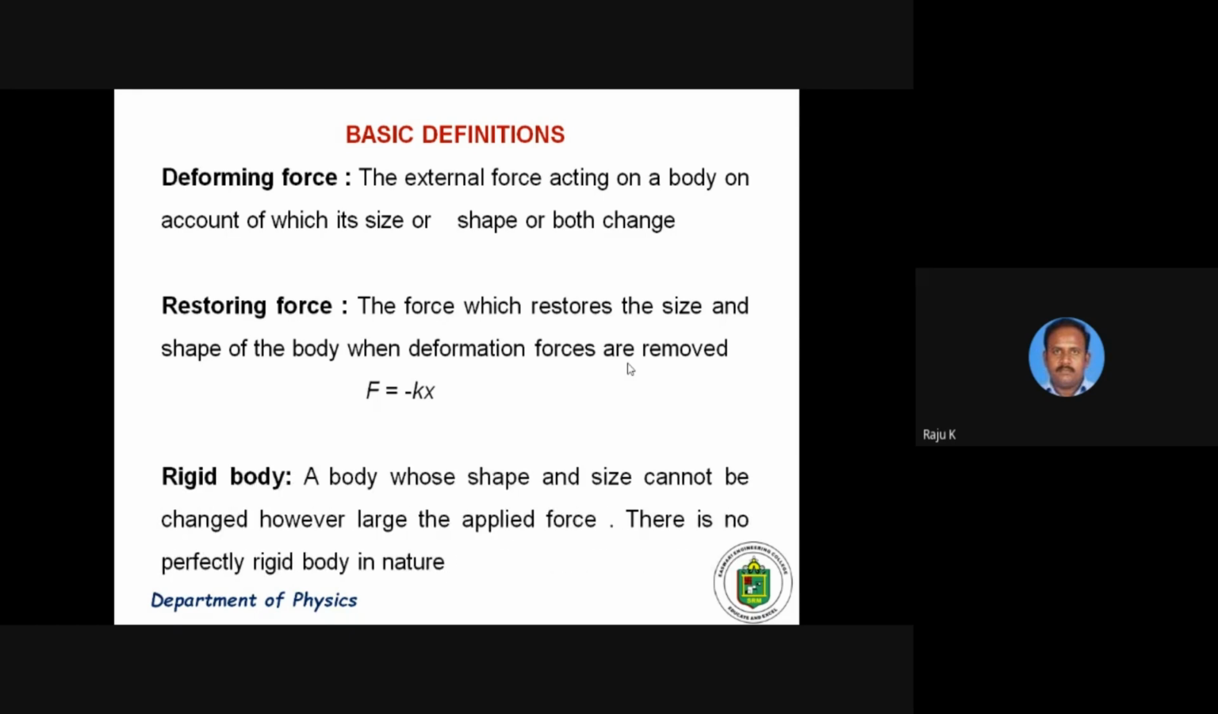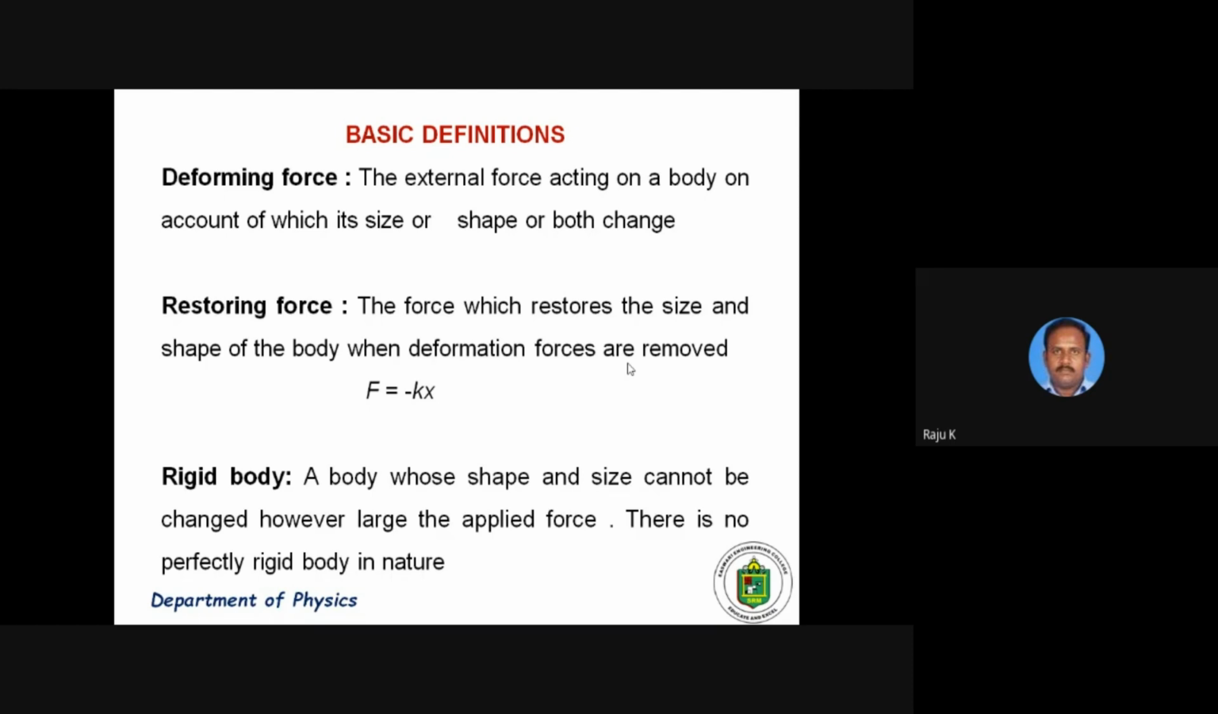The next one is a rigid body. The rigid body is a solid body which does not undergo any change in its shape and size even though a large force is applied. அதுக்கு பேர் தான் ரிஜிட் பாடி. ஆனால் பர்ஃபெக்டான ரிஜிட் பாடி நேச்சரில் கிடையாது. ஓகேவா? There will be some small change.